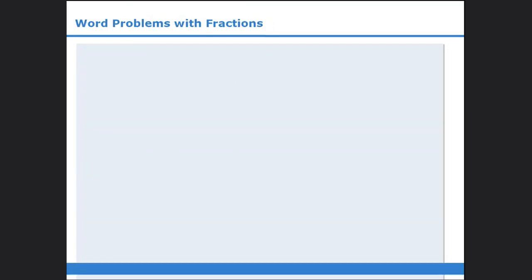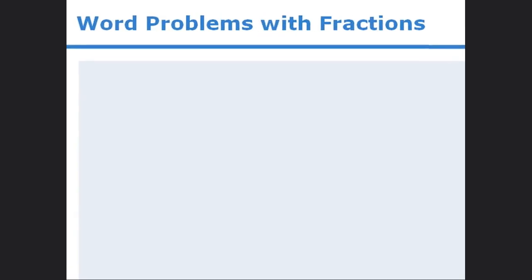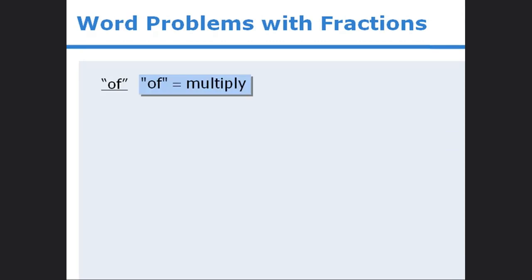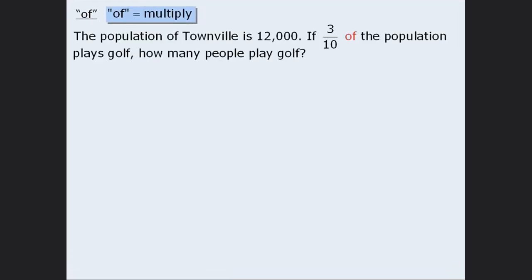In this lesson, we will examine word problems involving fractions. Now, for word problems involving fractions, we need to know the role of the word of. In most cases, of signifies multiplication. So in this question, when we are told that 3/10 of the population plays golf, we should be thinking multiplication.